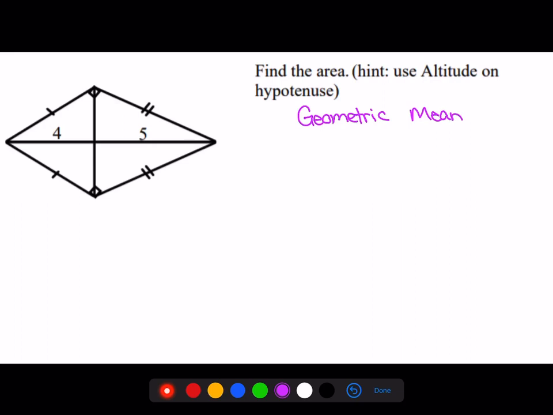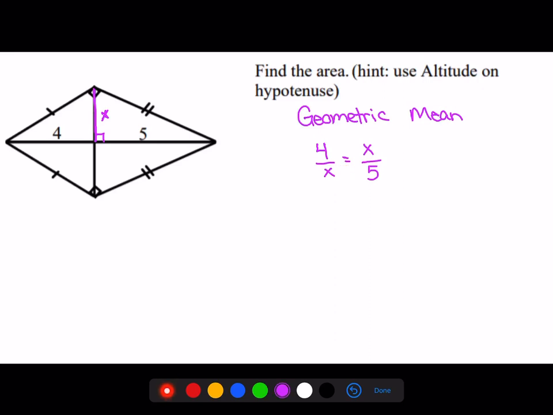So I'm going to go ahead and use the geometric mean to find the length of this side length right over here. I'll call it x. So if we recall geometric mean, the altitude is what is repeated in our geometric mean. So I have 4 over x is equal to x over 5. Now, very important that we remember that the variable that's repeating, the altitude, is always written opposite of each other.